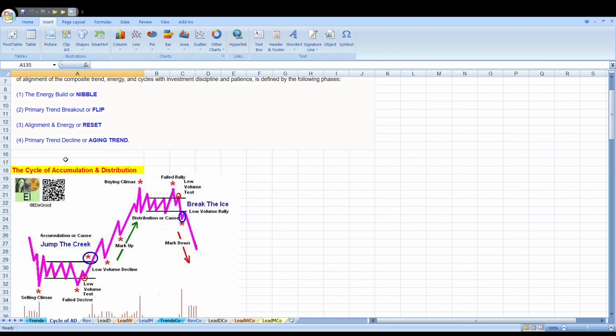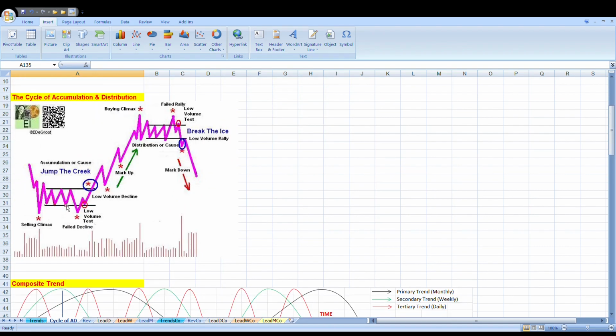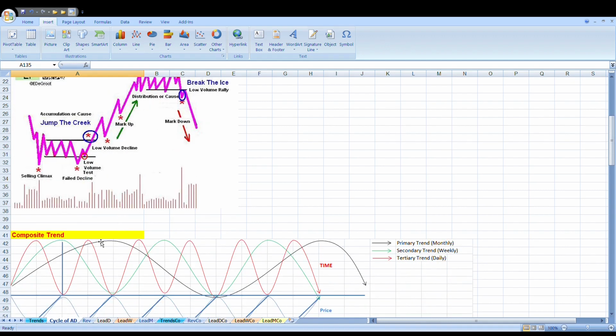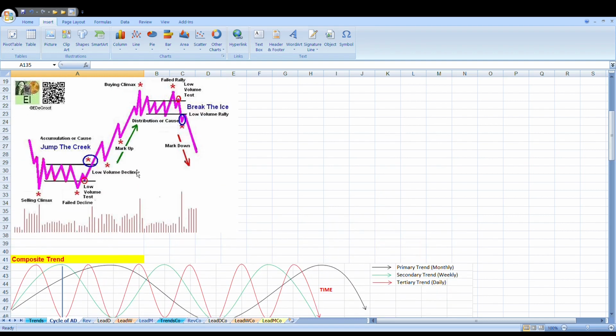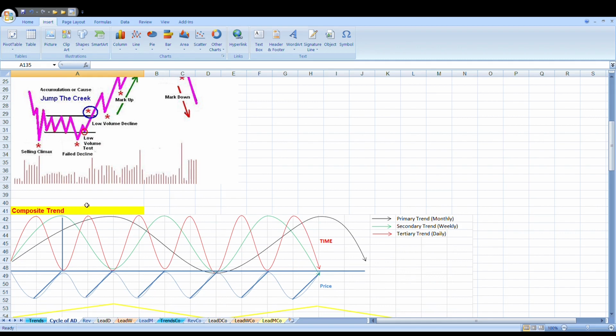Now, how is that important to the cycle of accumulation and distribution? Well, this plays a role during the cause building periods, in which cause is an upward movement, a downward movement, an indecisive market. It's a market out of alignment, but it is the transfer of control within that, where you're trying to decide whether markup is going to be restored or markdown comes back into play. These are all possibilities, and these are all based on the composite trend.